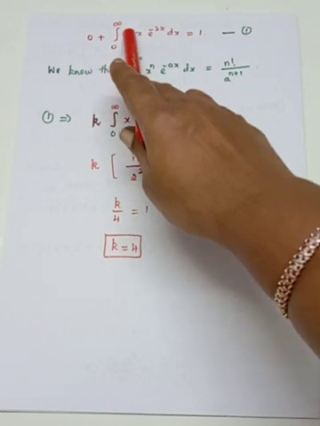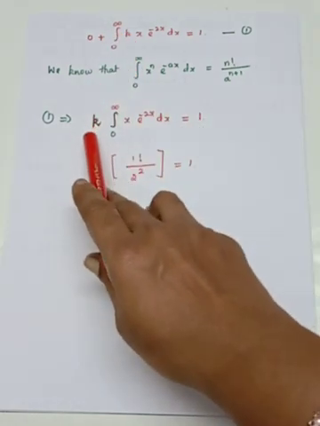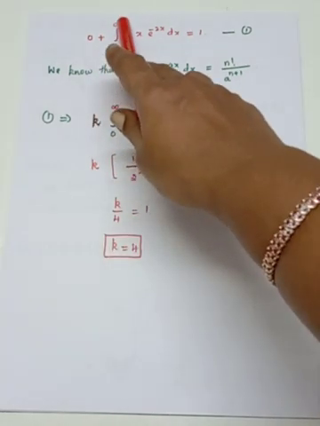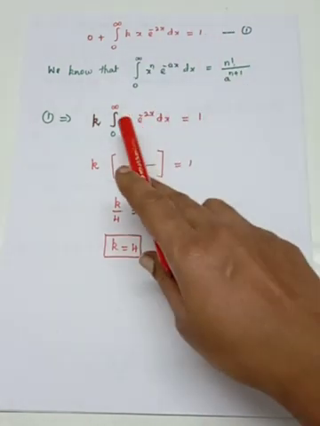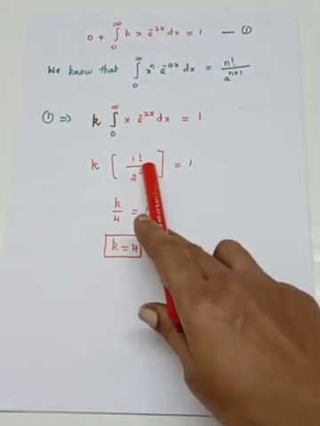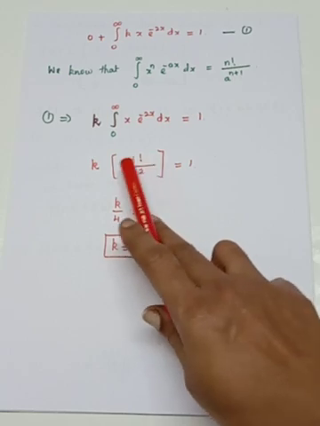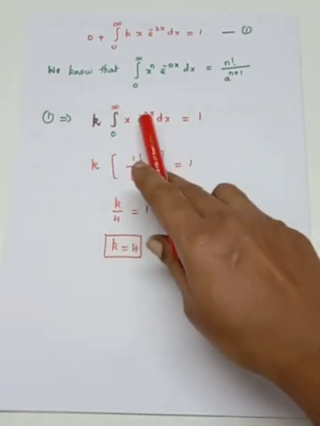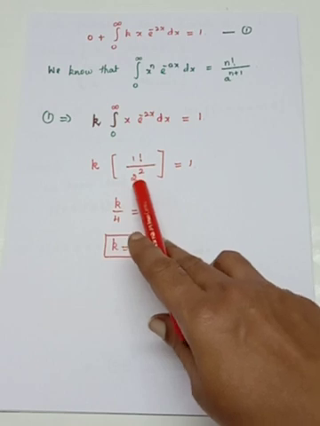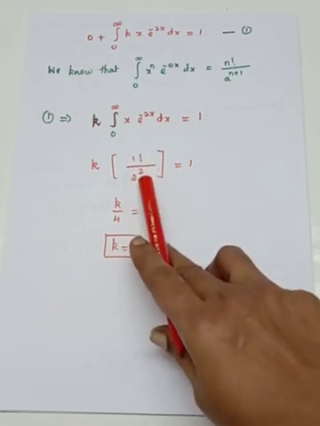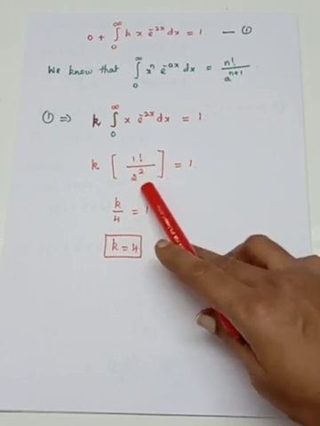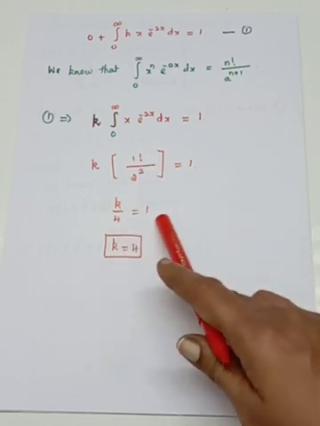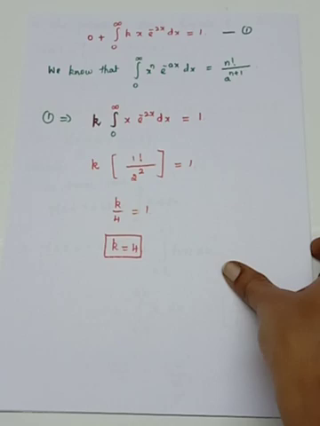When you compare, k is a constant, so it is taken out. The limit here is also 0 to infinity. What is the power of x? It's 1, so n is 1. So 1 factorial divided by, what is a? A is 2. 2 power 1 plus 1, that is 2 squared, is equal to 1. 1 factorial is 1, 2 squared is 4. So k by 4 is equal to 1, and k is equal to 4.